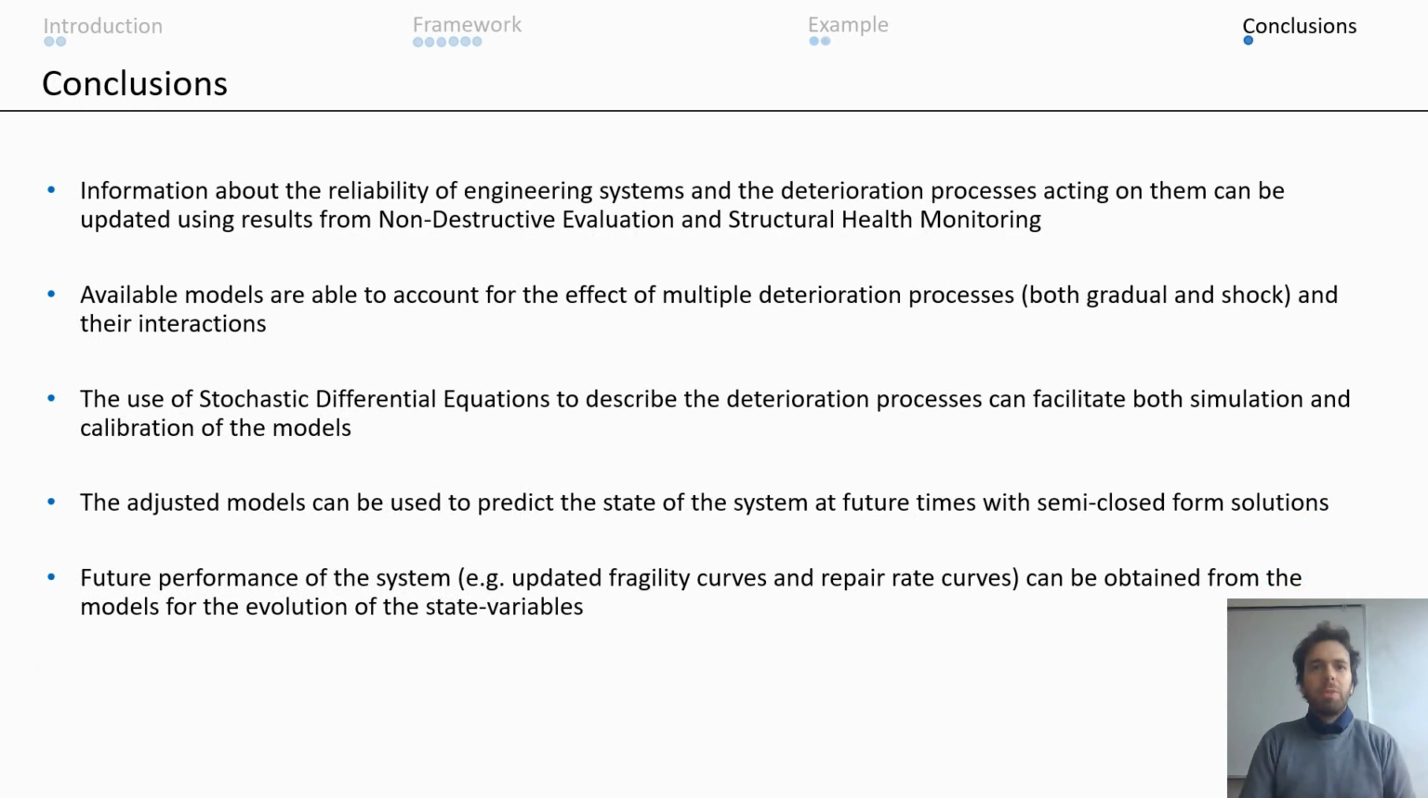Concluding, information about the reliability of engineering systems and the deterioration processes acting on them can be updated using results from non-destructive evaluation and structural health monitoring. The models available in literature are able to account for the effect of multiple deterioration processes, both gradual processes and shock processes, and also to account for their interactions.